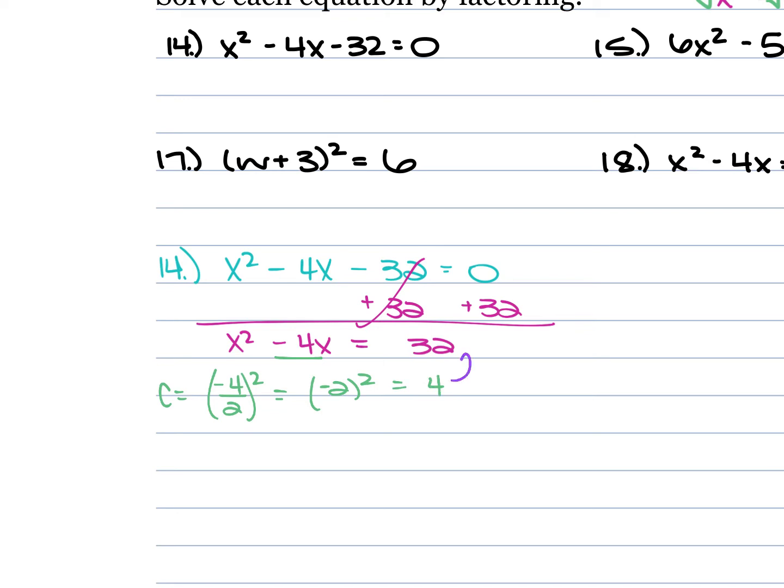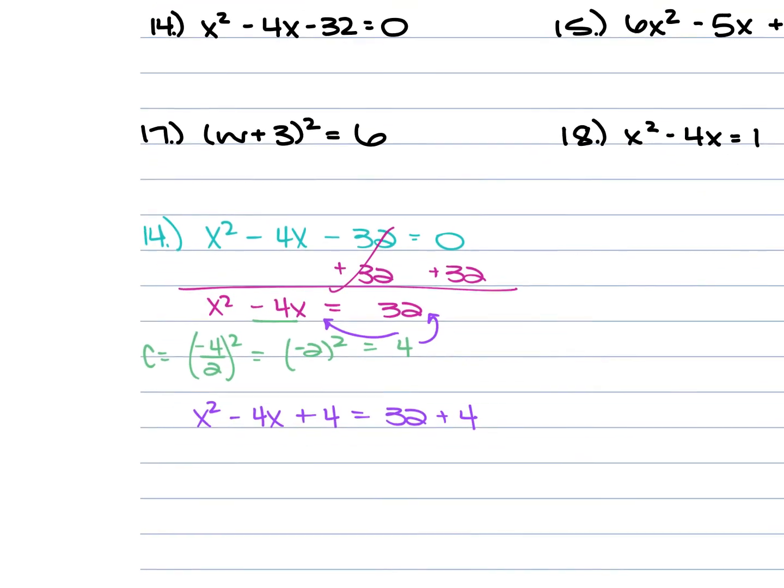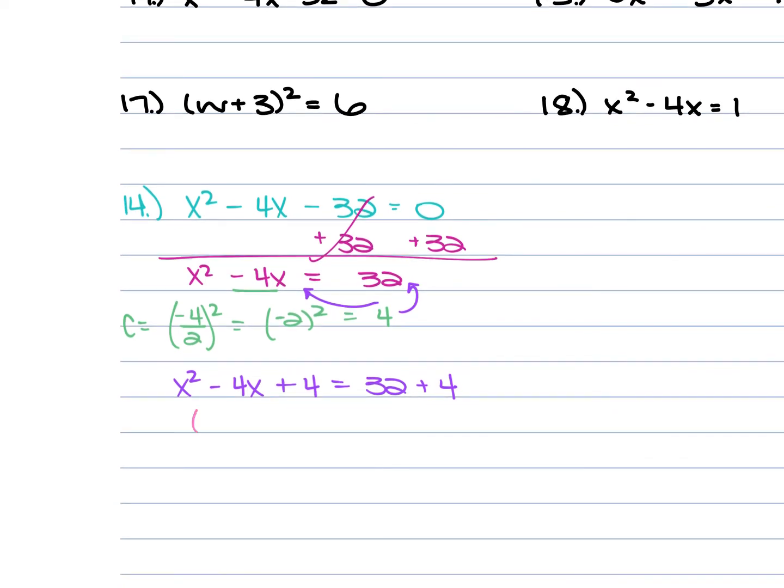Once you get your new c term, you're going to add it to both sides of that equal sign. So that's going to give you x squared minus 4x plus 4 is equal to 32 plus 4. You will factor the left side, add the right side. That gives you x minus 2 squared is equal to 36. From here, take the square root of both sides. If you take the square root of the left side, you have x minus 2. If you take the square root of the 36, you put the plus or minus in front of your answer, and that is 6.